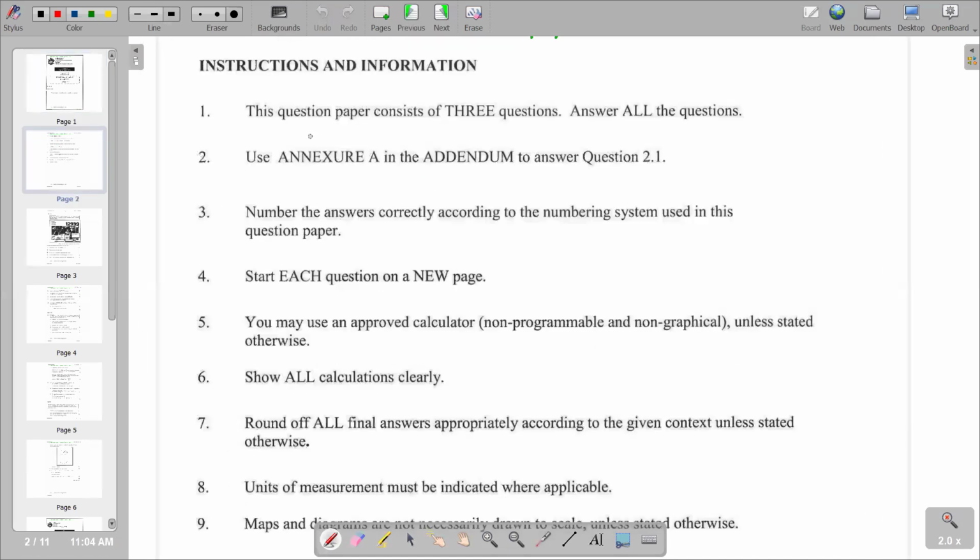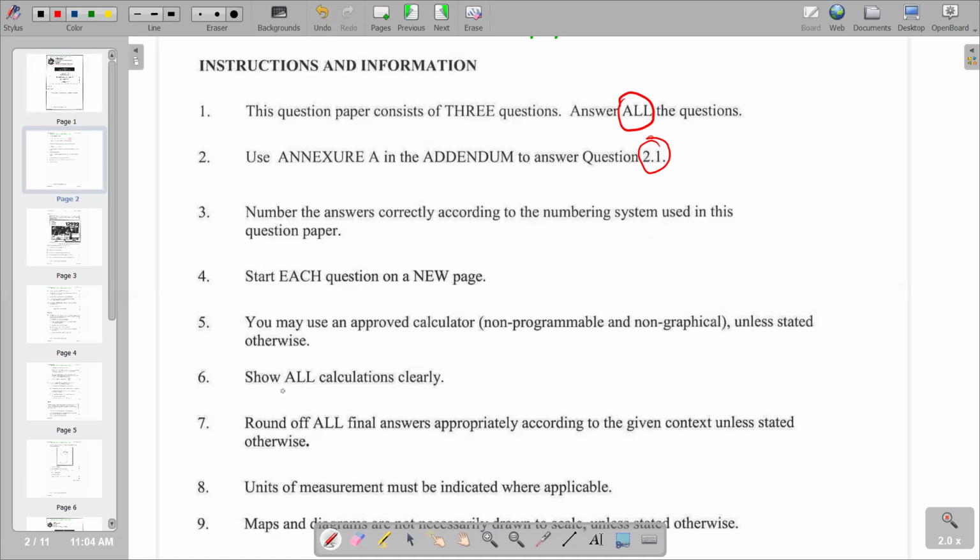With the question paper, we've got instructions and information, whereby the first instruction is that this question paper consists of 3 questions and you answer all questions. Very important that you are supposed to answer all questions. Then we have an extra A in the addendum to answer question 2.1. So we take note of that. You number the answers correctly according to the numbering system used in this question paper. Start each question on a new page.